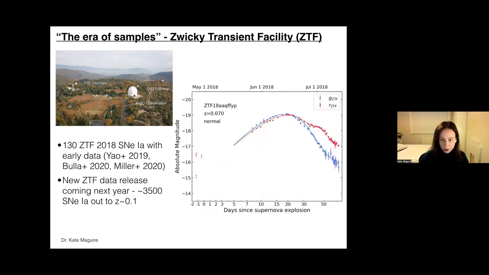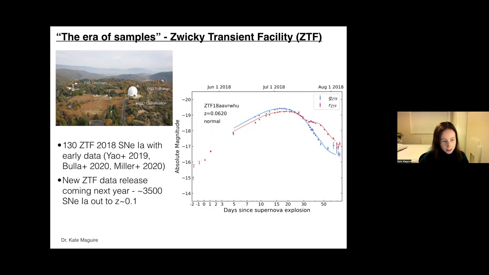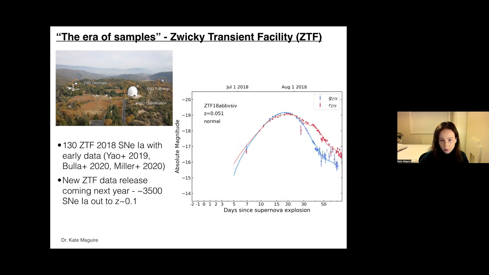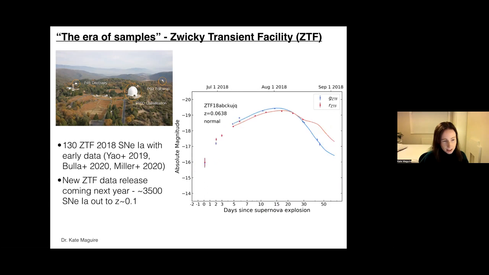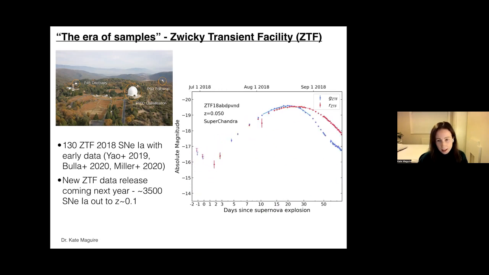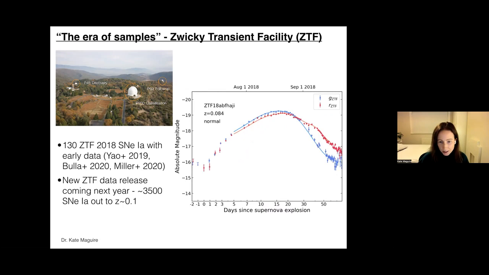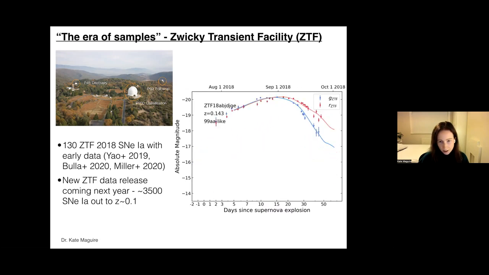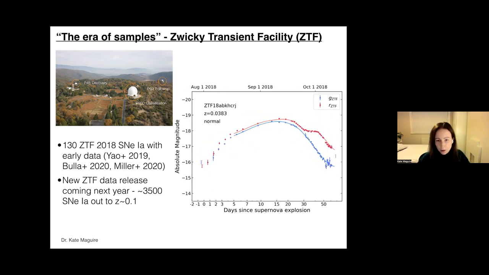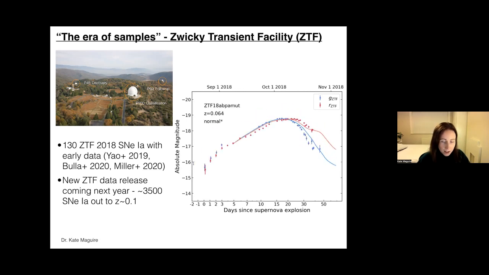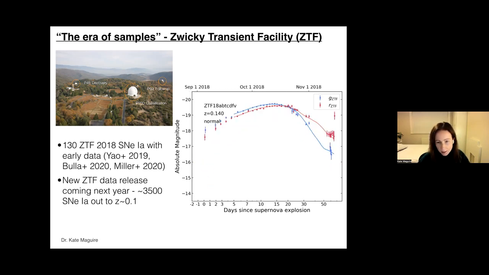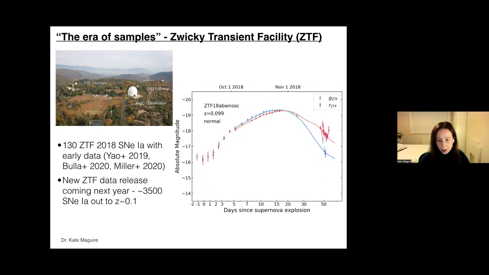So this movie here shows some of the 2018 type 1a supernovae that were presented in a number of papers that are shown here. Johan Yao was the main sample paper, and then Mattia Bulla and Adam Miller had looked at different aspects. But what you can see is that there's a lot of very early light curve data for these events, and they go up to a redshift of about 0.1 or so. And so they have very early light curve data, and this means that we can then try and constrain some of these different models that we've seen can provide clues onto what the explosion scenarios are.